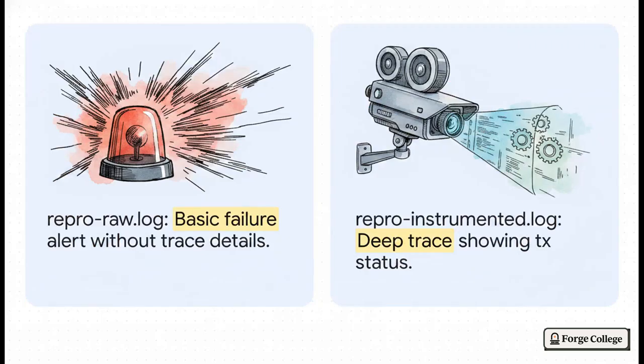You can kind of think of a raw log as a frantic 911 call. It tells you something bad happened, like, hey, your test failed, but it doesn't give you much else to go on. An instrumented log, on the other hand, is like uncovering high-definition 4K security footage of the entire event. It shows you everything: the transaction status, the event logs, and the exact state changes right before and after the call. To get the full, complete story of the exploit, you absolutely must instrument your tests. There's just no way around it.